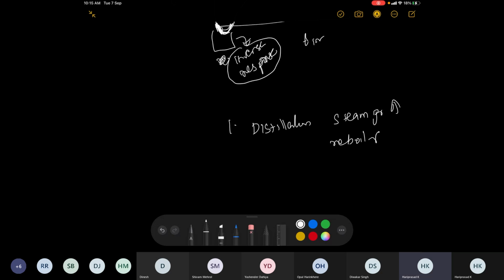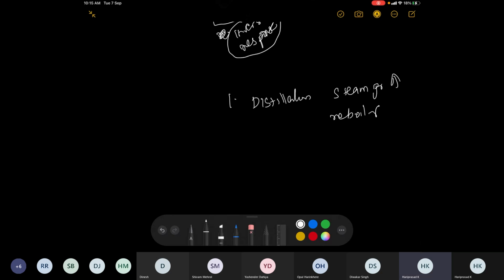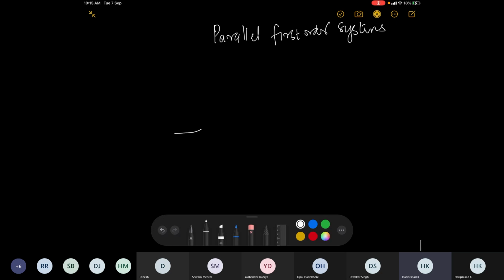So, see, this is one example. The other example of inverse response that we have seen is if you have a parallel first order system. Which essentially means that you have an input and two systems, both of them first order.